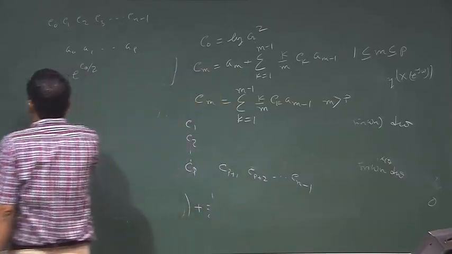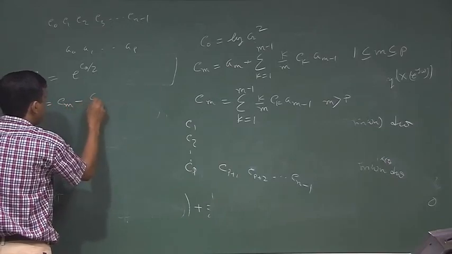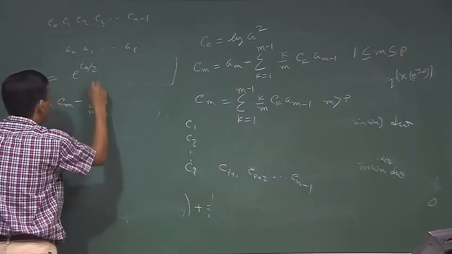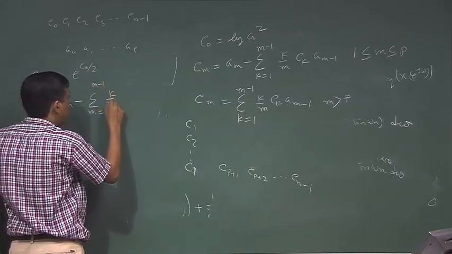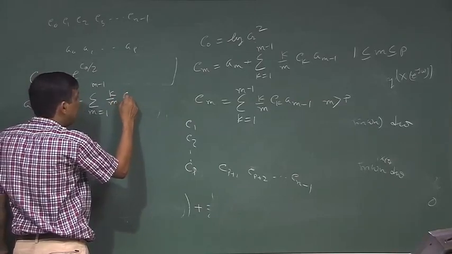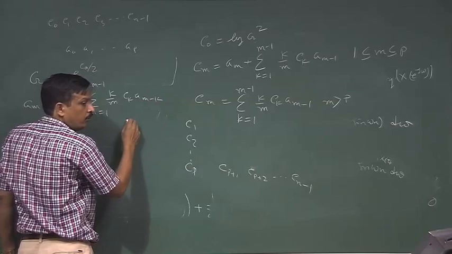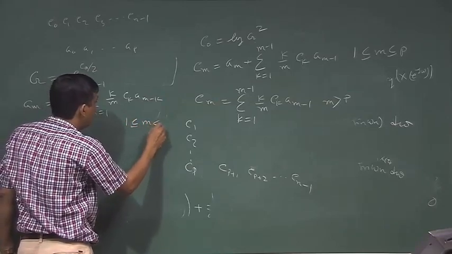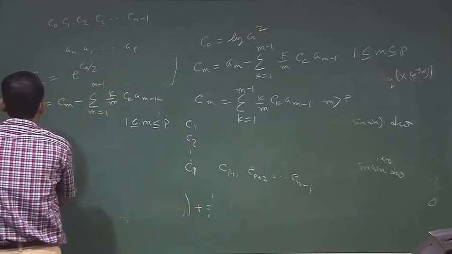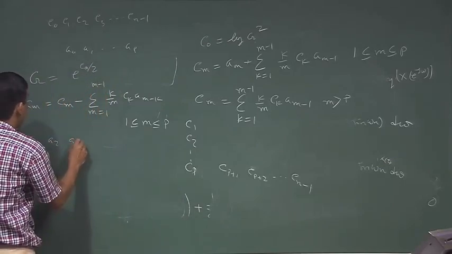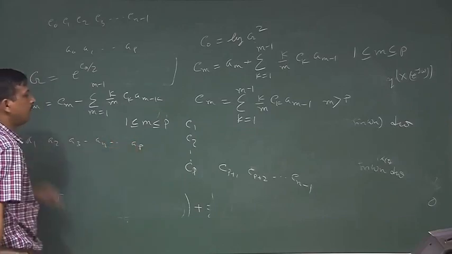Then I can say Am is equal to Cm minus the sum over k equal to 1 to m minus 1 of k by m into Ck A m minus k, for m equal to 1 to p. So, I can get A1, A2, A3, A4 dot dot dot Ap.